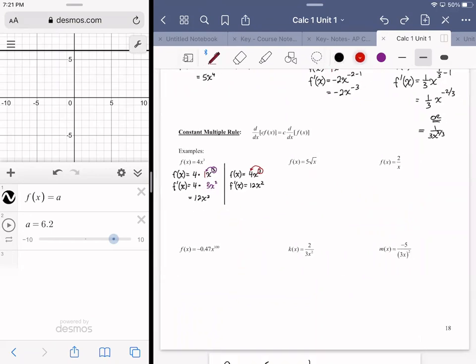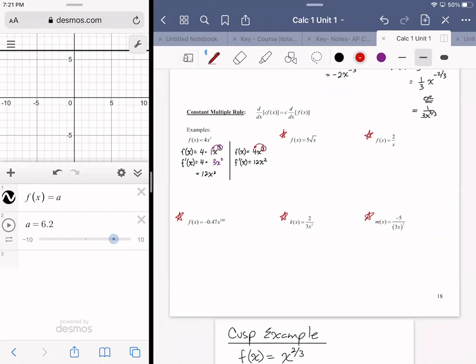All right? But all these remaining problems are some variation of the power rule. So I'll put stars on these. Yeah, I guess I don't need to put stars on every one of them, but I will. And the last thing that we'll do is this cusp example real quick, because now that we know the power rule, it's going to be a whole lot easier. Okay, we don't have to use a limit definition.